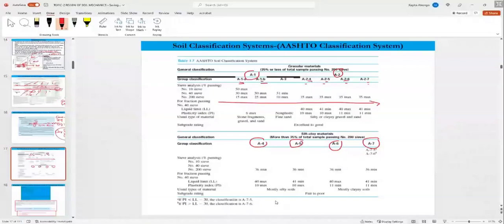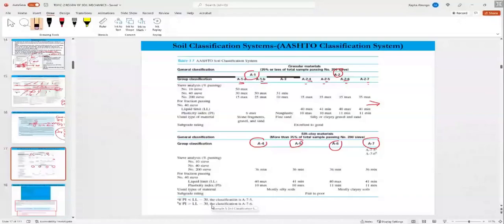Comes worse and worse. Now, go ahead, Humphrey. Please repeat what you just said about what happens to quality as we go left. As we go left, from A1 towards A7, the quality of that soil for use as a highway subgrade material depreciates. Oh, subgrade. Okay. The quality depreciates. Okay, thank you.